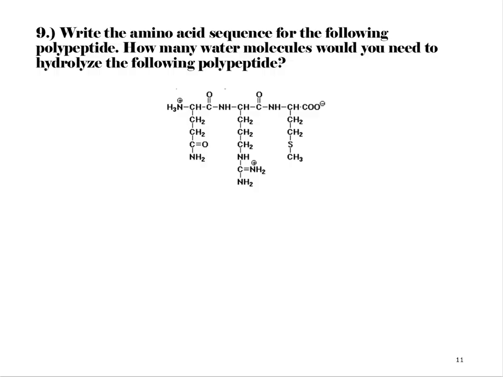All right, so for this question, how many amino acids are in this polypeptide? 3. How do you know? Because there are 3 R groups, right? There's 3 amino acids because 3 R groups. So this is an R group, this is an R group, and this is an R group. Every R group gives a single amino acid.